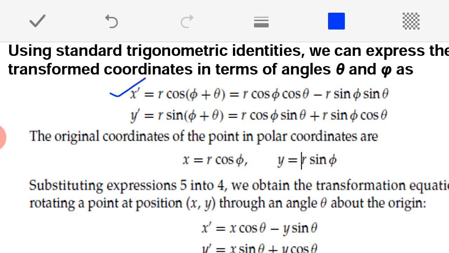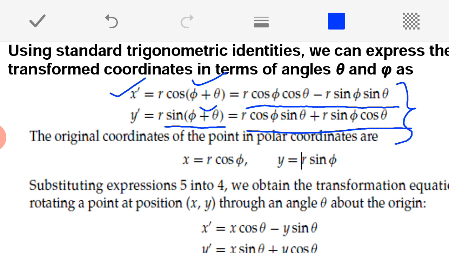x' is given by r cos(φ + θ), and y' equals r sin(θ + φ). After expanding as per trigonometric rules, look here. So, r cos φ cos θ minus r sin φ sin θ. When I expand sin(φ + θ), what will you get? r cos φ sin θ plus r sin φ cos θ, okay.